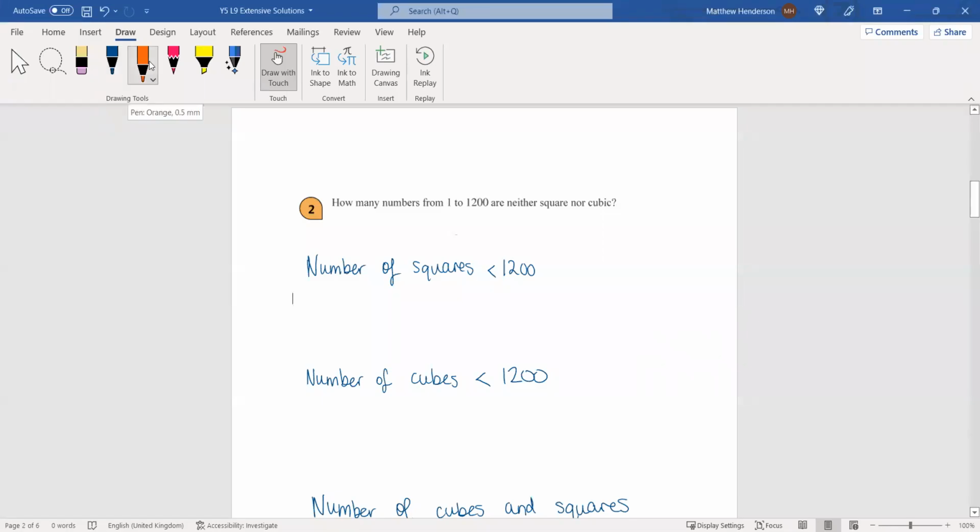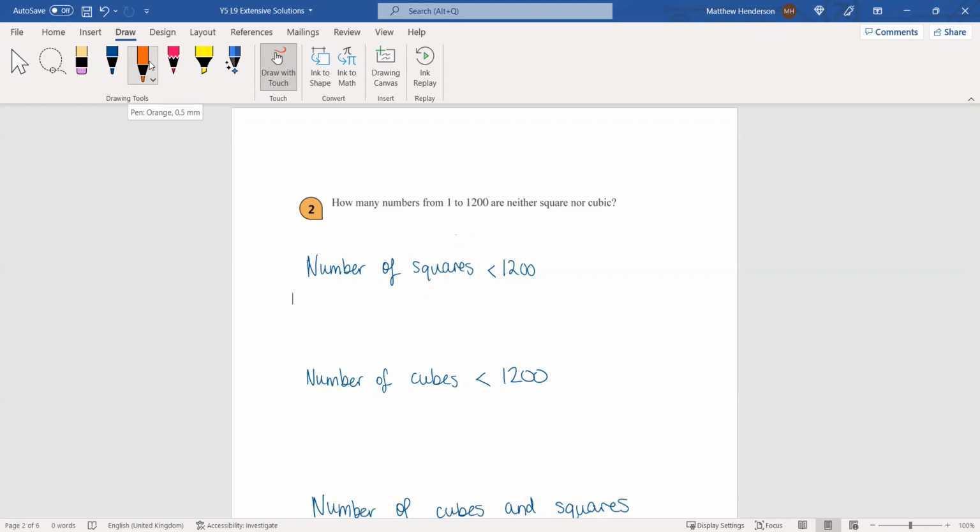Year 5, Lesson 9, Extensive Exercise 2. How many numbers from 1 to 1,200 are neither square nor cubic? To answer this question, first we need to find out how many of those numbers are square or cubic. So let's start with the squares.